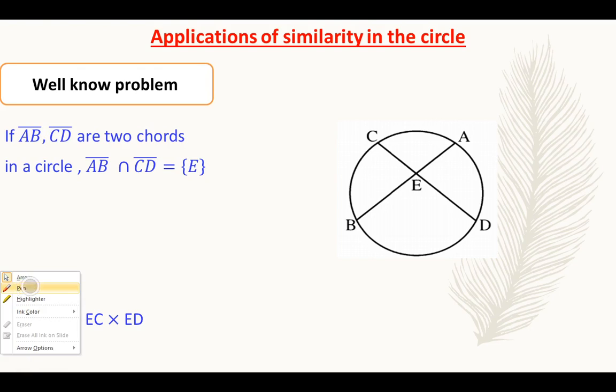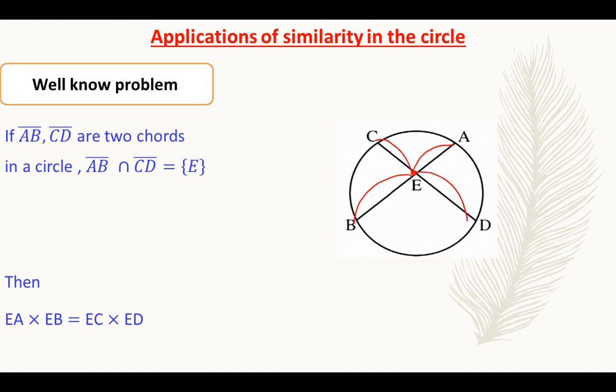Here, AB and CD are two chords that intersect at the point E. So you start from the point E. EA multiplied by EB equals ED multiplied by EC. So if you have two intersecting chords AB and CD that intersect at the point E, then AE multiplied by EB equals CE multiplied by ED. Okay?